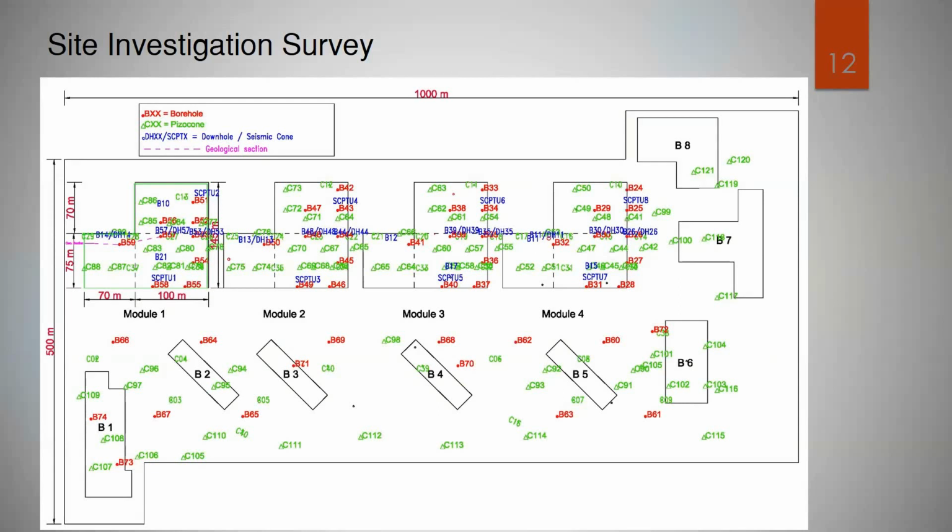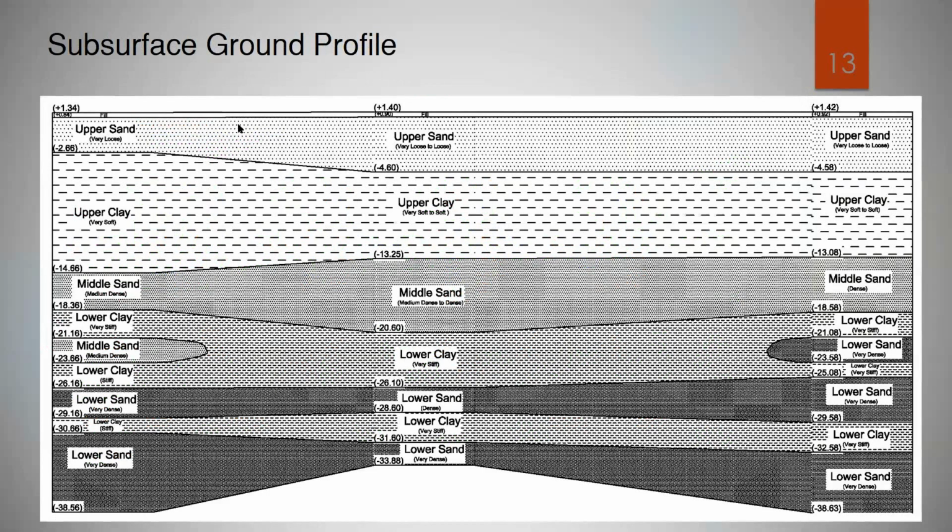Here, the representative subsurface ground profile: the upper 14 meters consists of very loose to loose sand and very soft to soft clay. While below the 14 meters, we have medium dense sand, followed by dense to very dense sand and very stiff to hard clay.